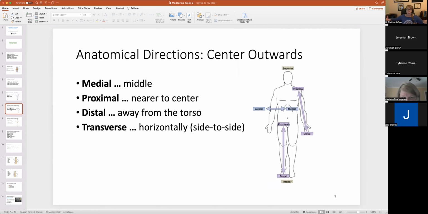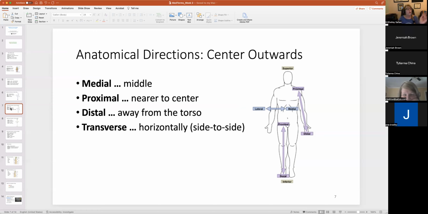Center outward. Medial means middle. Proximal, nearer to the center. Nearer to the center of the body. So your shoulders are proximal to your head. Distal means away from the torso.